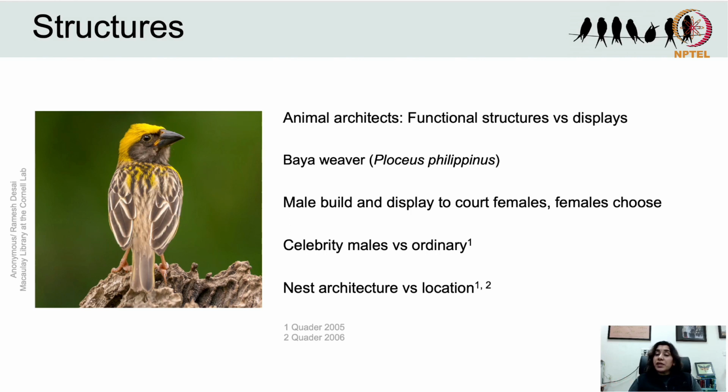Typically, it is the males that build the structures, and it is the females who give the verdict on whether the male structure is good enough or not. And now we understand how this works via sexual selection. Let us take the example of the Baya weaver. These birds are common in the agricultural landscape of India, and males, as you can see, sport a yellow-brown breeding plumage during the monsoon, which coincides with their breeding season.